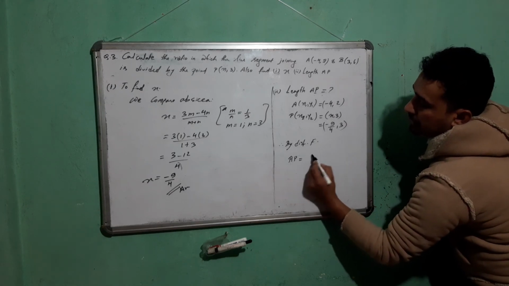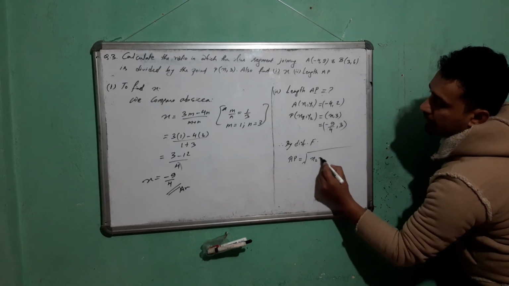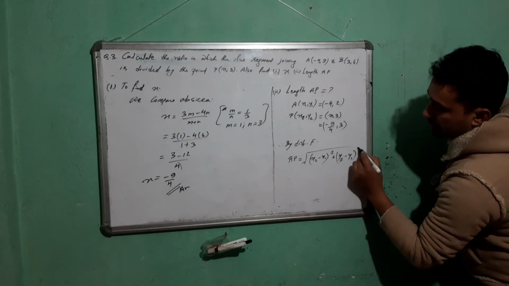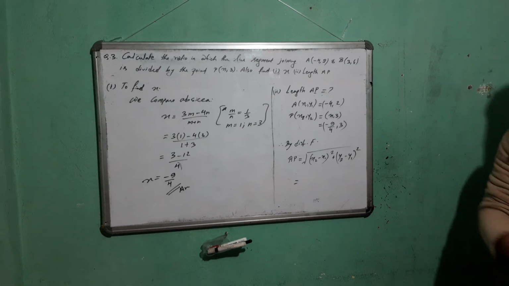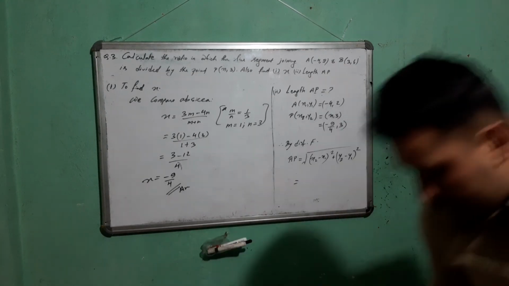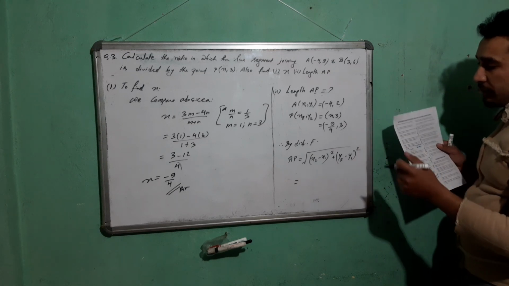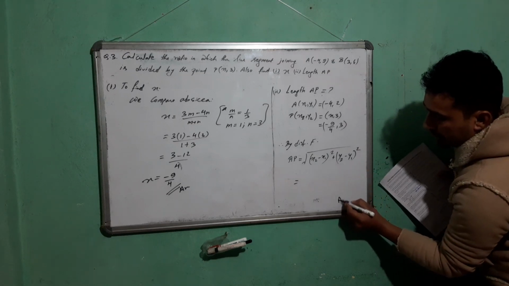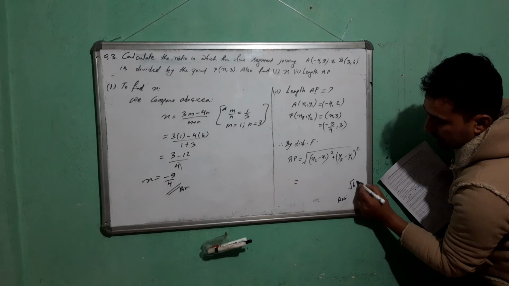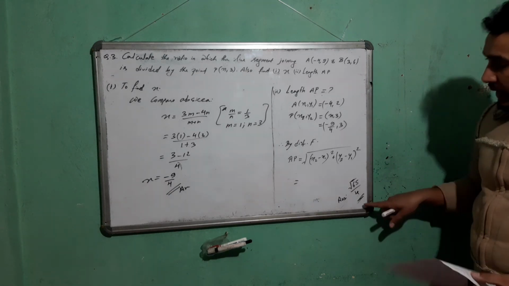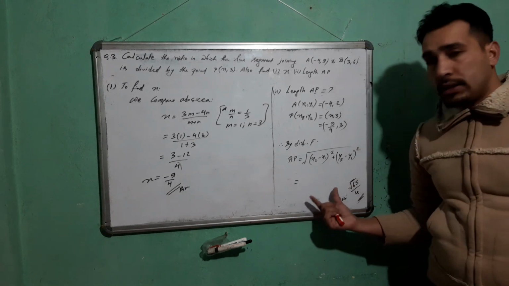AP is equal to root under (x2 minus x1) whole square plus (y2 minus y1) whole square. From here you put the values, and your answer will be root 65 by 4. You have to get the answer as root 65 upon 4. You try this part on your own.